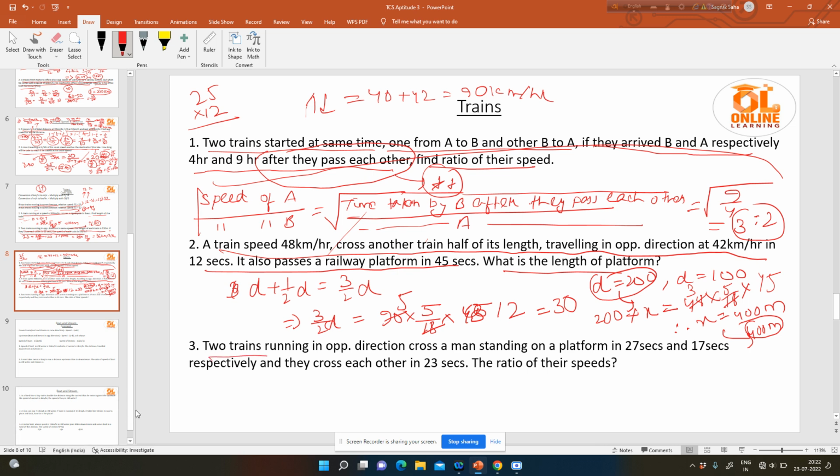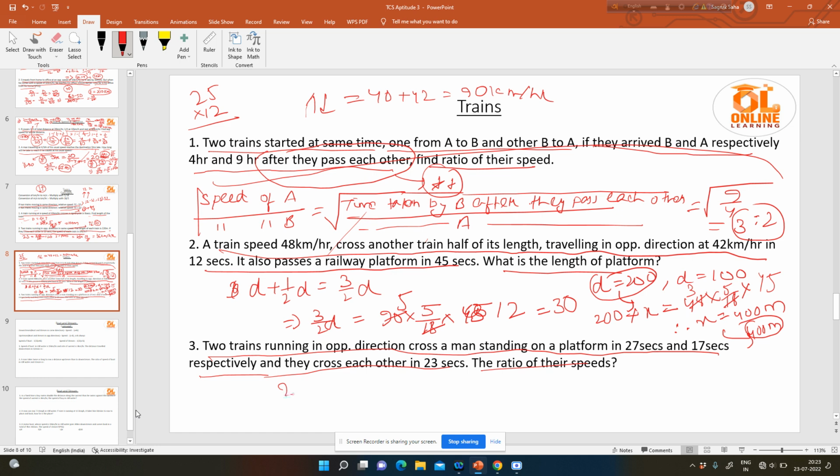Again, two trains running in opposite direction crosses a man standing on a platform in 27 seconds and 17 seconds respectively, and they cross each other in 23 seconds. The ratio of their speeds. If you want to solve this question by normal formula, you can solve it. But if it takes more time, whenever you see this type of question, two trains are crossing a same man, and also they're crossing each other, all the times are given, you can use the trick of mixture and allegation.